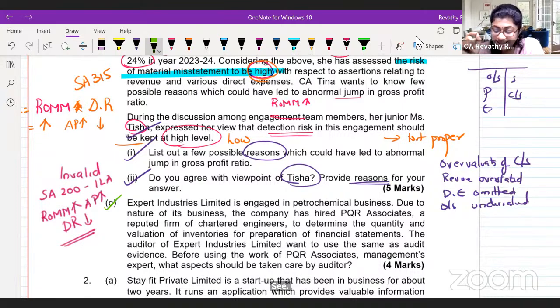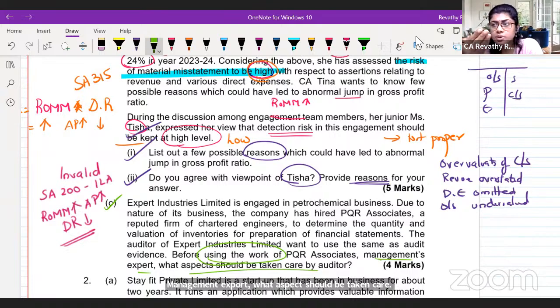Expert Industries Limited is engaged in the petrochemical business. Due to the nature of its business, the company has hired PQR Associates, a reputed firm of engineers, to determine the quantity and valuation of inventories. The auditor of Expert Industries wants to use the same. Before using the management's expert, what aspects should be taken care of?